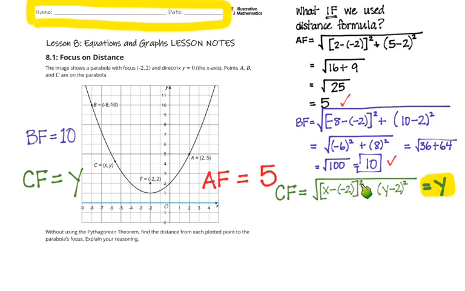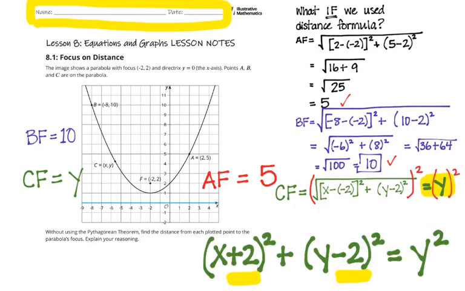If I can avoid having square roots in an equation, I will. So I'm going to square both sides of that equation. And when you square both sides of the equation, you end up not with y, but with y squared. And here we had x minus negative 2, but when you subtract a negative, it is adding. And then we had y minus 2.